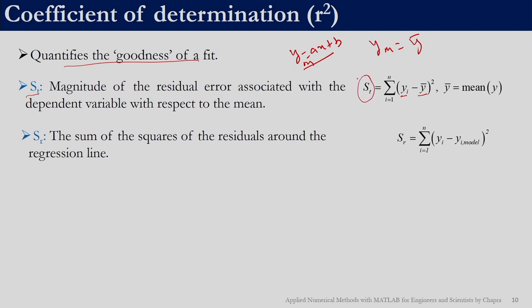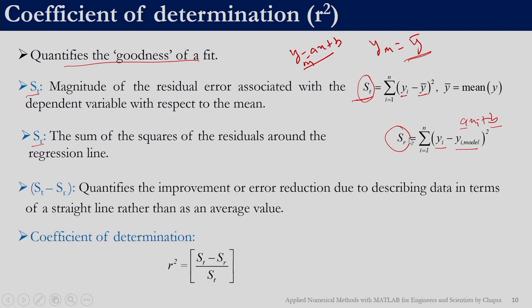So instead of regression, if we were to assume the model is nothing but the mean value of y, what would be the total error? That is indicated by ST. And then we know this SR, in this case yi minus yi model, where the model is axi plus b. This is what we minimized. So once we have this a and b, we can actually calculate what SR is.